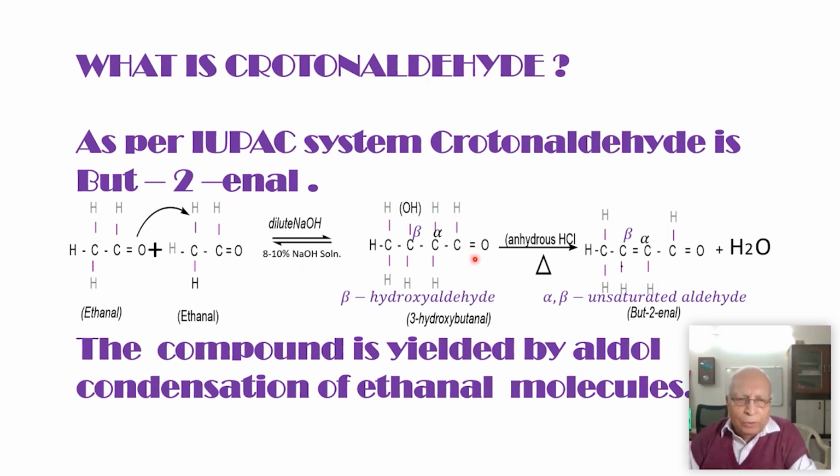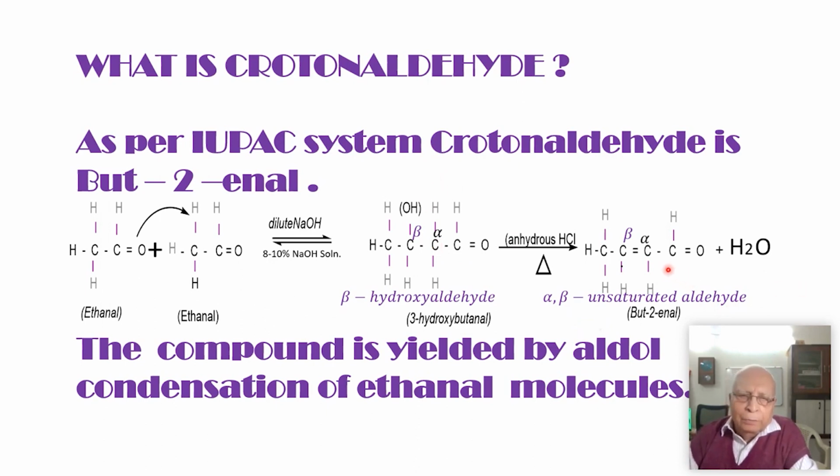The aldol product is obtained here, which in the presence of anhydrous HCl, that is hydrogen chloride gas, and a little heat, gets converted to an alkene, but-2-enal, with the loss of a water molecule. This but-2-enal is also known as an alpha-beta unsaturated aldehyde. The common name of but-2-enal in the alpha-beta-gamma system of nomenclature is crotonaldehyde.